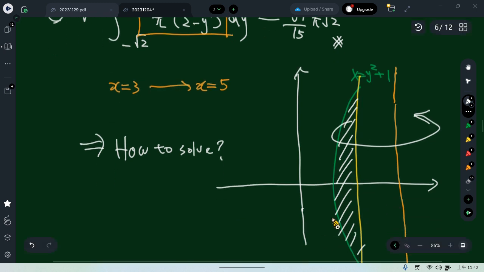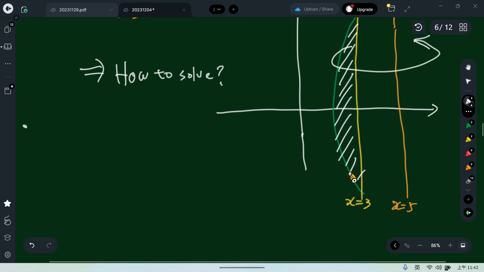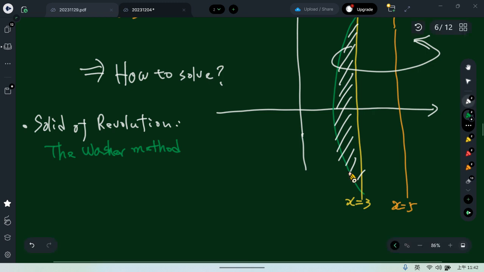We can just use the outer part minus the inner part. We just apply the disk method twice. So the method, we call it solid of revolution, and we just learned the second method. This is the washer. Everyone should have seen a washing machine, with the middle hollow, right? Okay, so the concept is quite easy.